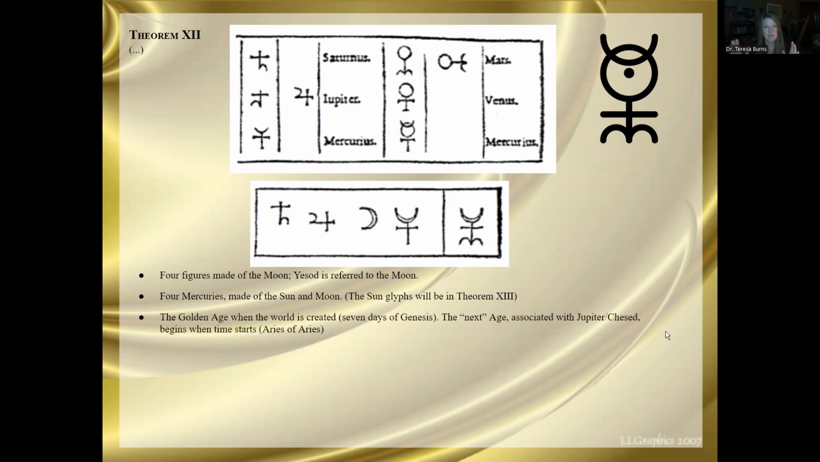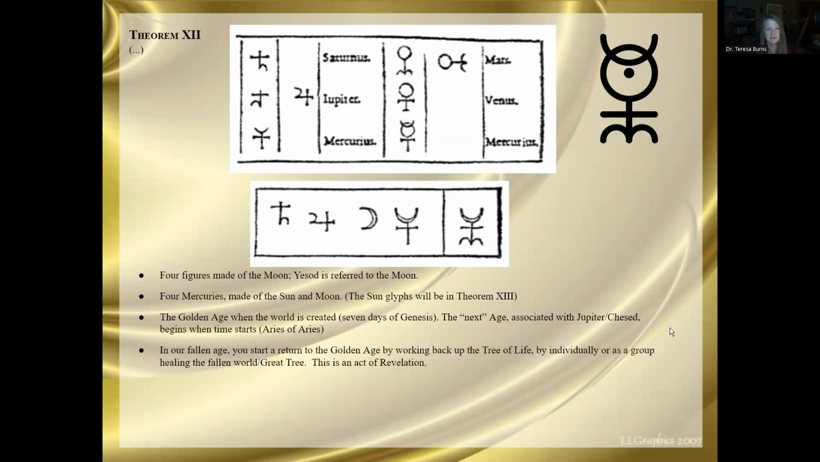So if we can be certain that the golden age is when the world is created, the 7 days of Genesis, the next age associated with Jupiter, Chesed, begins when time starts. It's Aries of Aries. And Dee knows very well, once time starts, if he's really talking about real world ages, he's got 26,000 years to go.